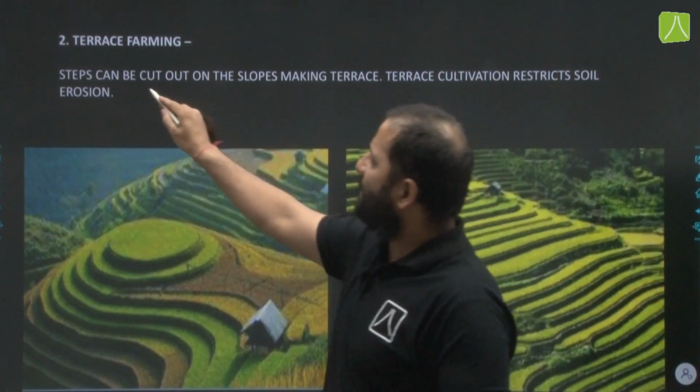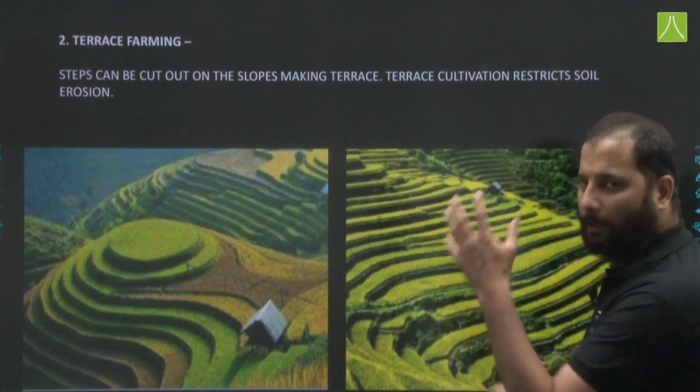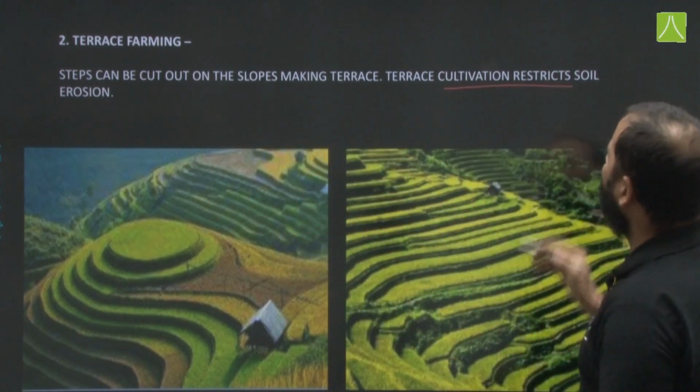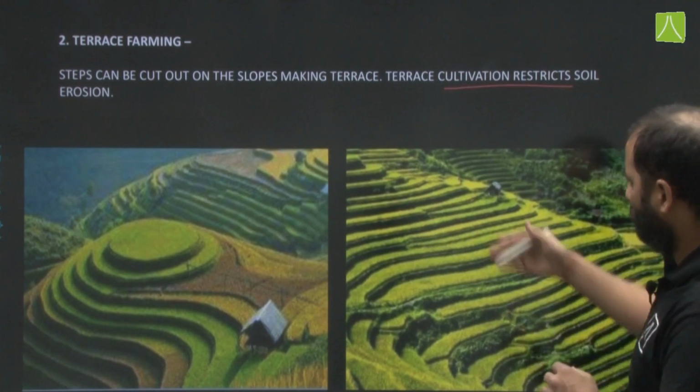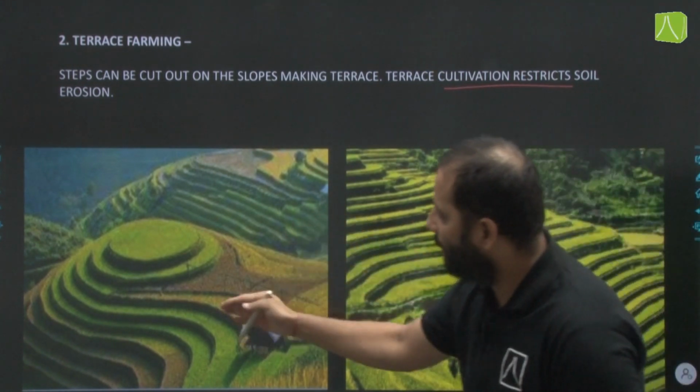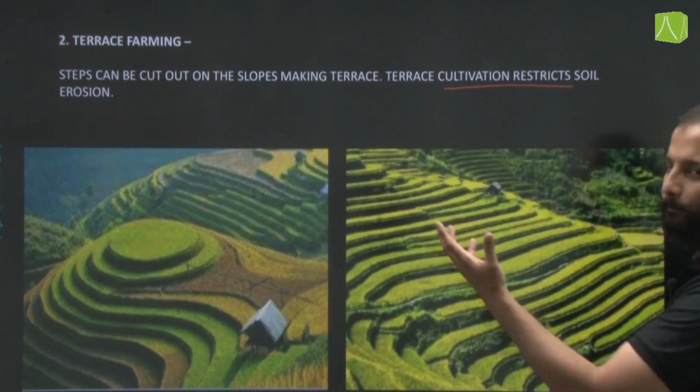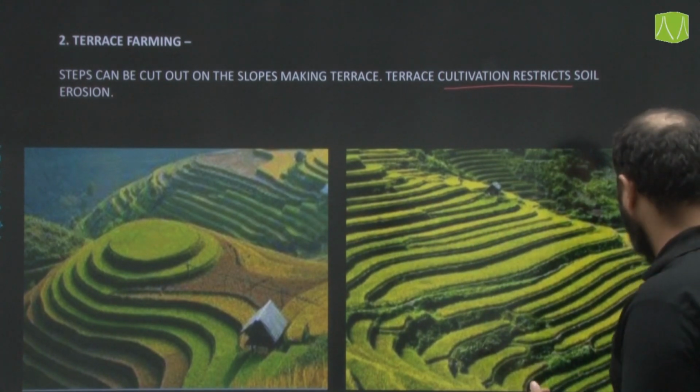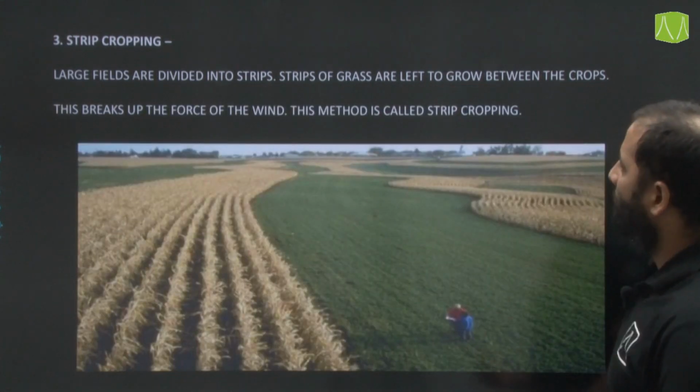Terrace farming. Steps can be cut out on the slopes, making a terrace like structure, and terrace cultivation restricts soil erosion. So this is terrace type farming, generally practiced on mountain slopes or hills.